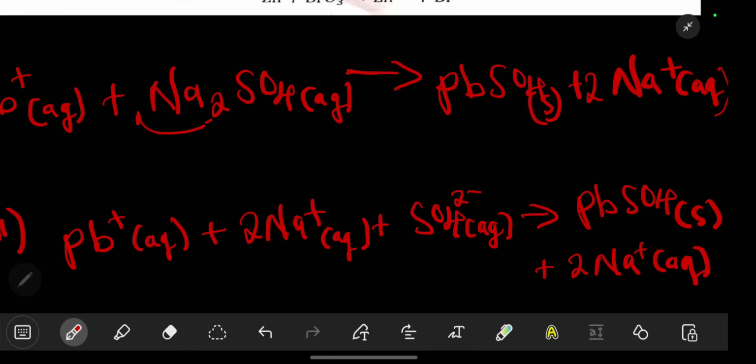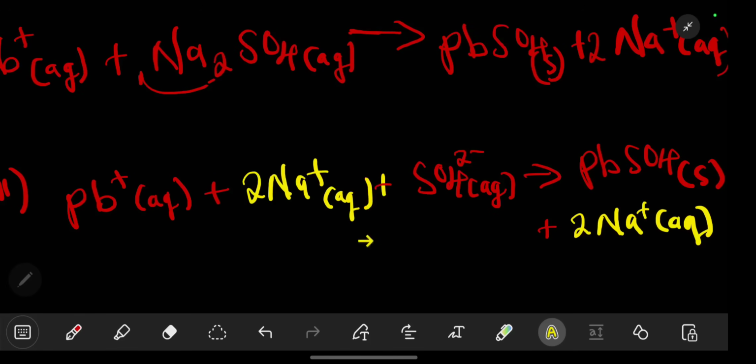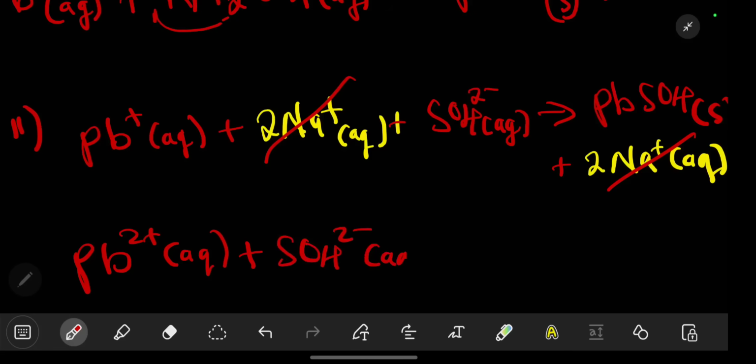So with that done, we just cancel whatever is common. As you can see, what is common here is this one with the same state symbol, so we are going to cancel that. So this and this go. Then we remain with our Pb2+ (aq) plus our SO4 2- (aq). This should give us our PbSO4, a solid, like that. We get our 3 marks.